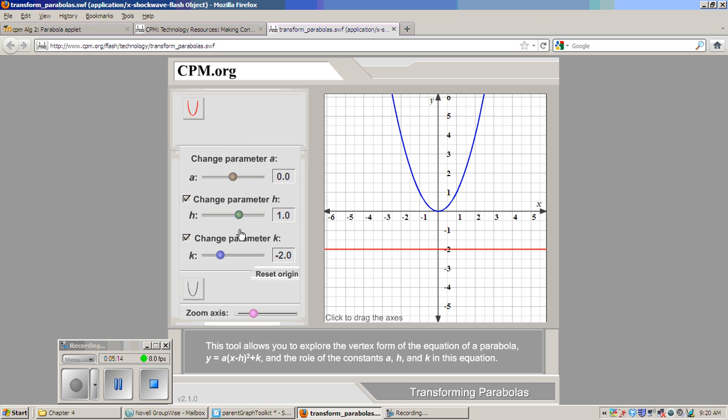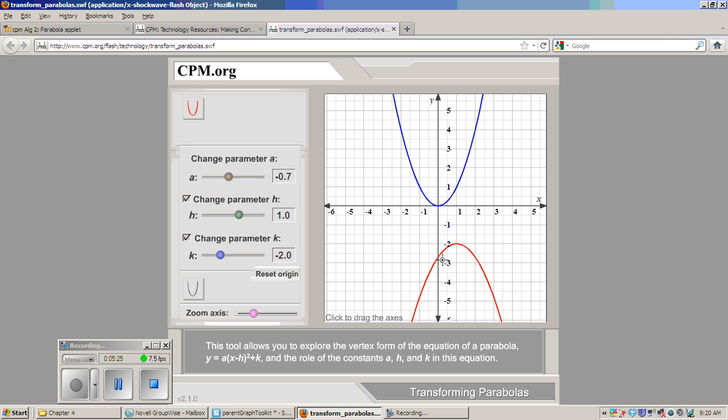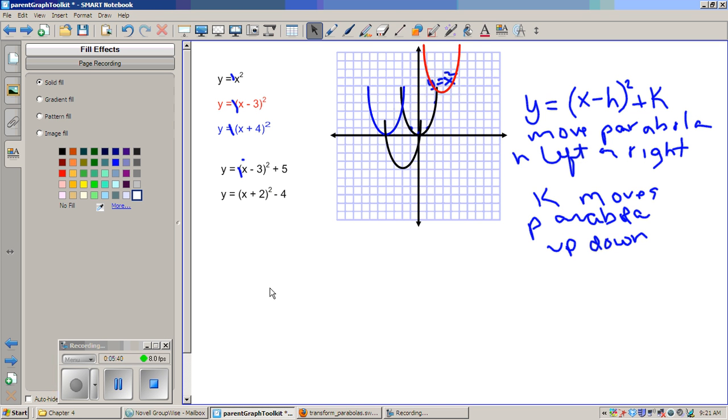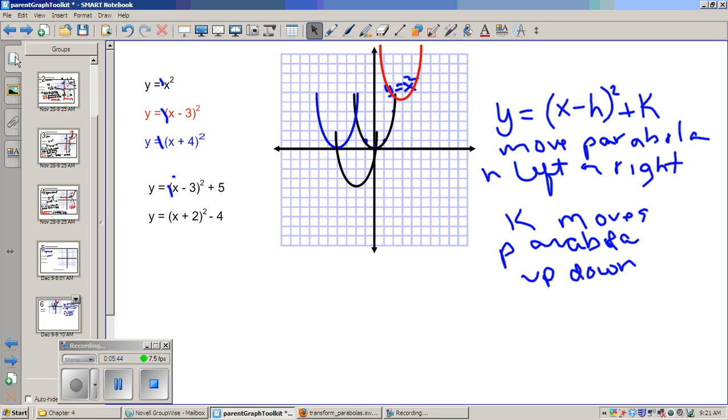Now, what happens when a becomes negative is this parabola goes upside down. So again, the value of a changes the width, the bigger the value gets. If it's negative, it opens upside down. If it's positive, it opens right side up. And so that's all the things we discovered about the y equals x squared.